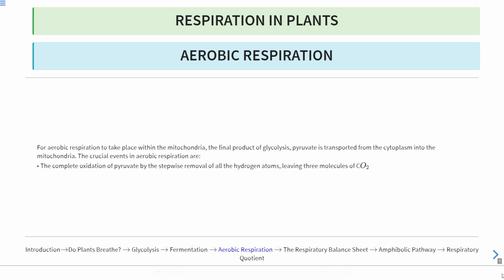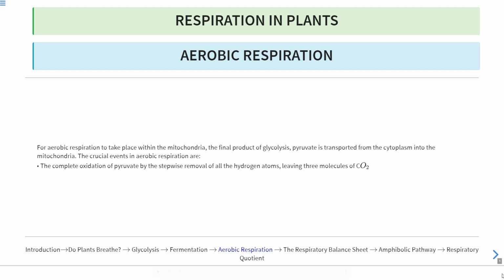For aerobic respiration to take place within the mitochondria, the final product of glycolysis, that is the pyruvate, is transported from the cytoplasm into the mitochondria. And that is the crucial event in aerobic respiration, right? So in the process of aerobic respiration, the very important organelle that is involved is the mitochondria. The final product, the pyruvate or pyruvic acid, which has been synthesized in glycolysis, enters inside the mitochondria, right?